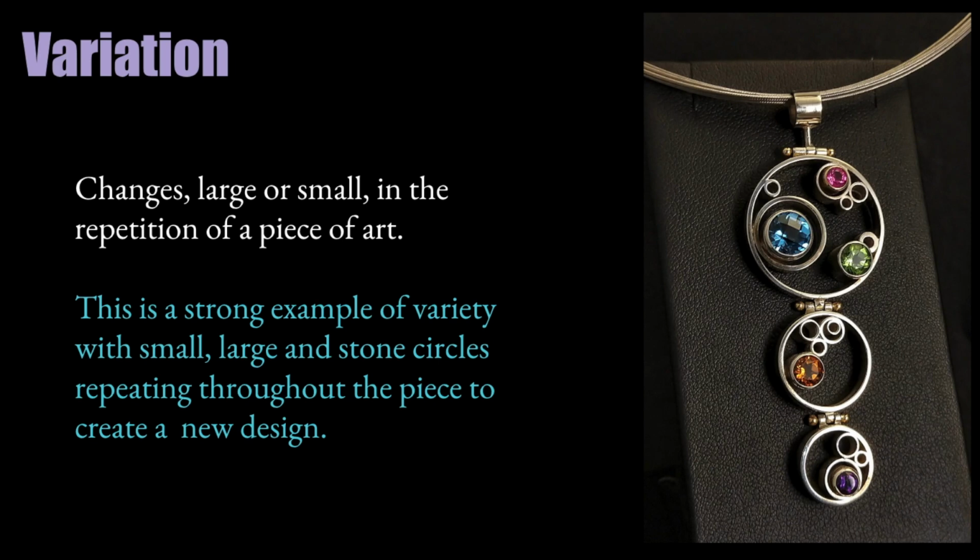Variation can be defined by changes, large or small, in the repetition of a piece of art. This can create pattern. For example, this pendant has circles in it as well, but the smaller inner circles have stones in them, as well as circles of varying sizes to create interest.